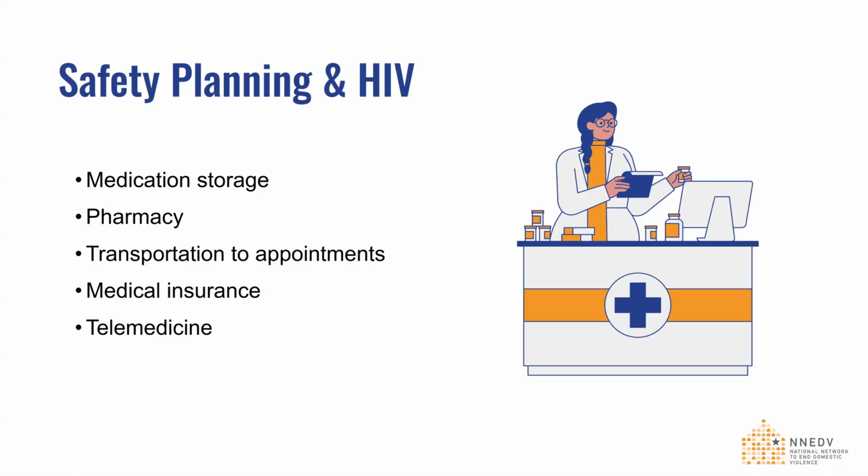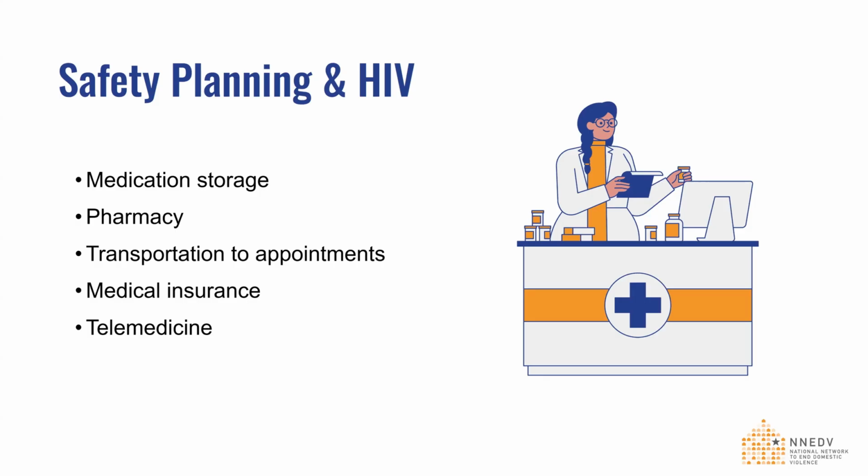Pharmacies: consider possibly switching pharmacies after fleeing, especially if the abusive partner has previously picked up medications for the survivor. If possible, discuss having a note added to the survivor's file about who's authorized to pick up their medication, and requiring an ID for all pickups at the pharmacy. Those things can be really helpful as well.